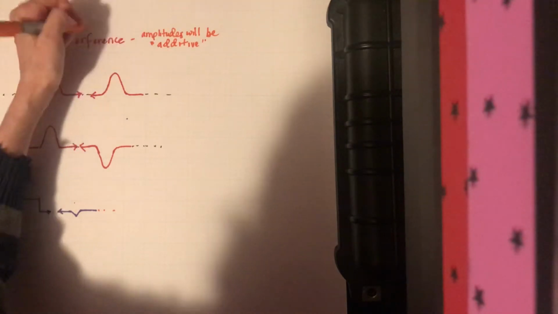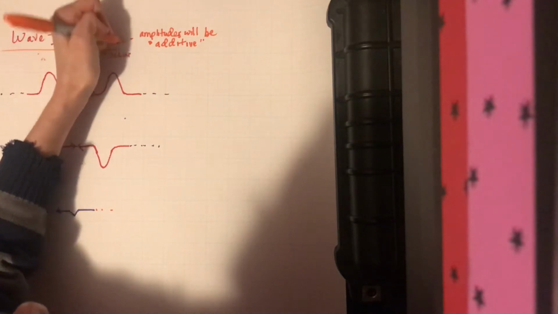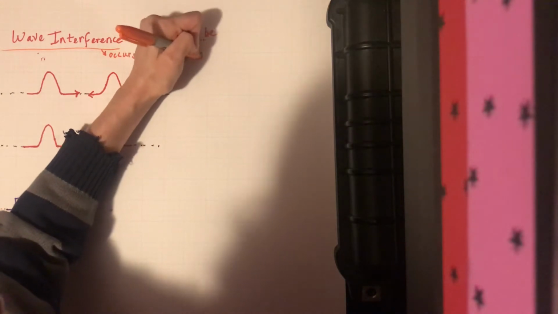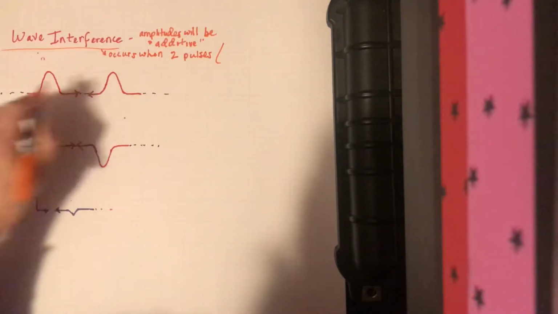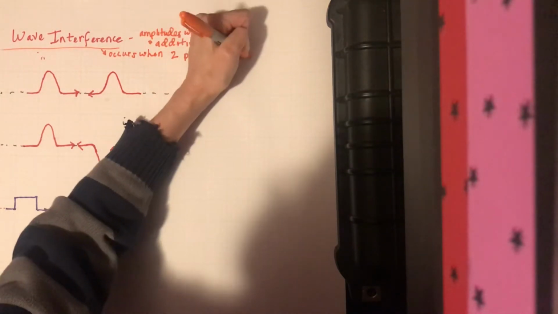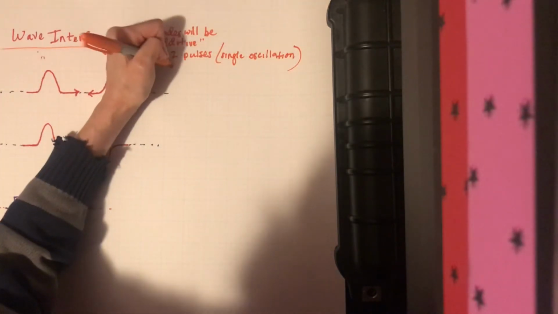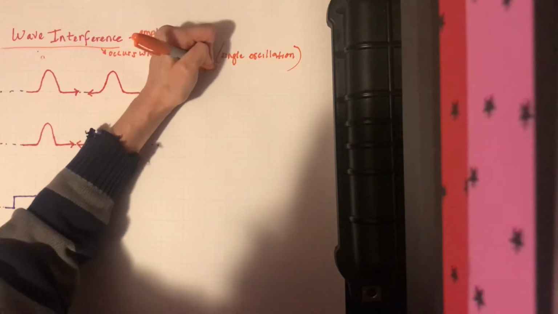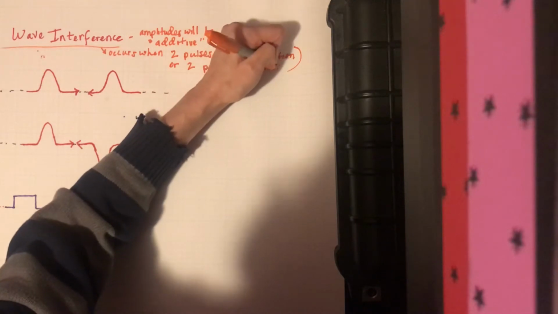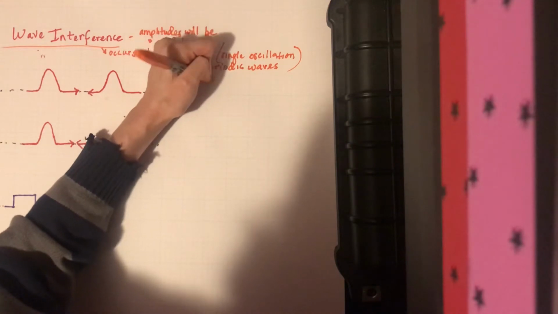So wave interference occurs when two pulses, so a pulse would just be a single oscillation, or two periodic waves encounter one another in the same medium at the same time.